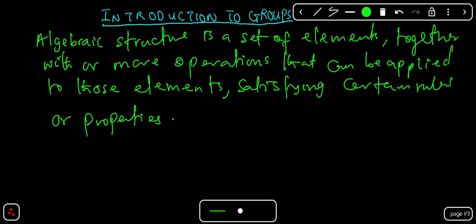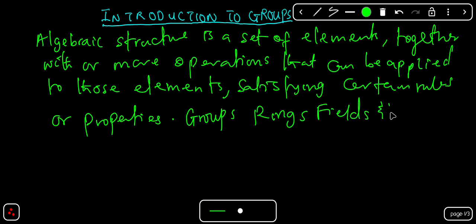Are we together? So we have examples of algebraic structures. We have the groups, we have the rings, we have the fields, and we have vector spaces. Those are the examples of the algebraic structures we have. But in today's video, we'll be looking into an introduction to groups. Are we together? Now, let's get started.